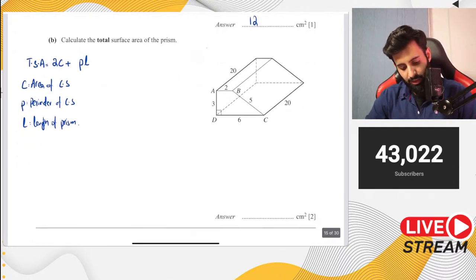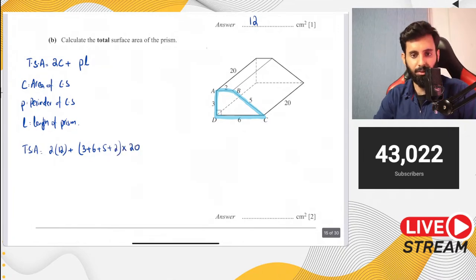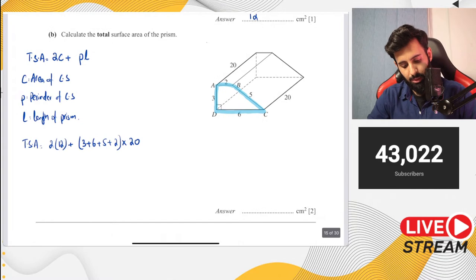So we've already worked out the area of cross section. Right, we've already worked that out to be 12. So 12 times 2, that's 24. Okay. Now let's find out the perimeter of the cross section, which means 3 plus 6 plus 5 plus 2. Okay. 3 plus 6 plus 5 plus 2. And this gets multiplied by the length of the prism, which is equal to 20.